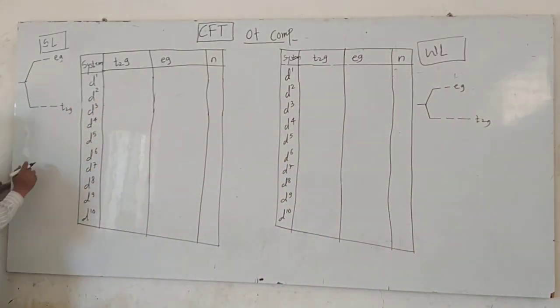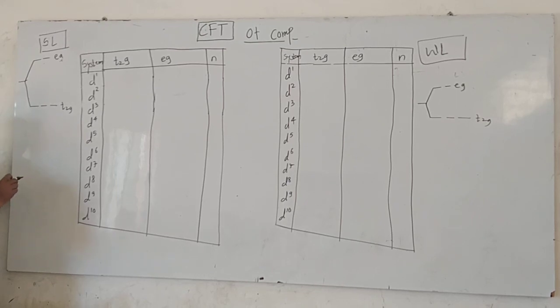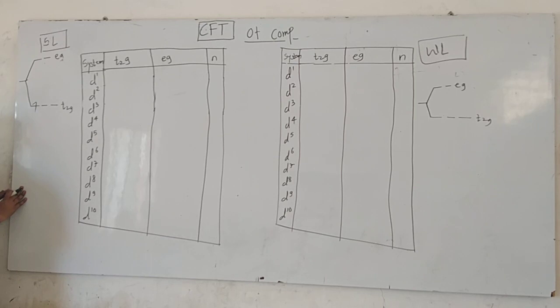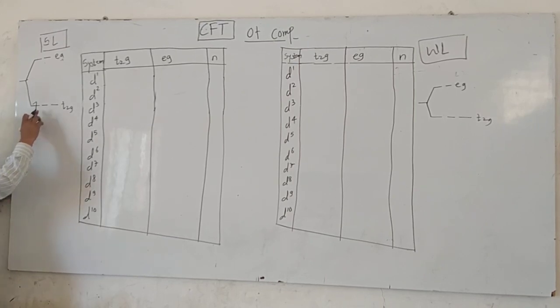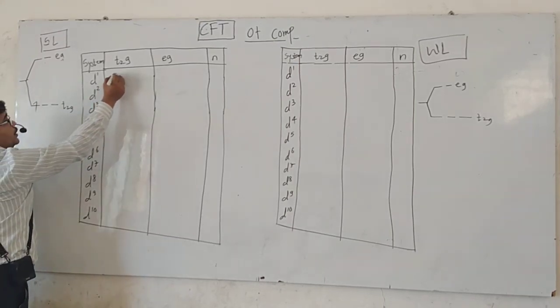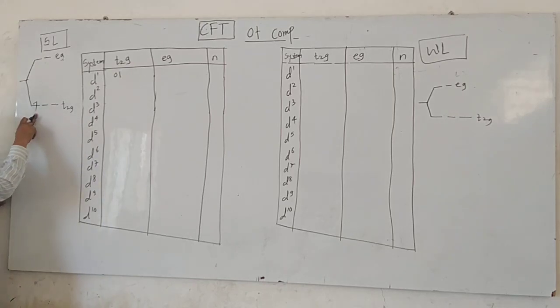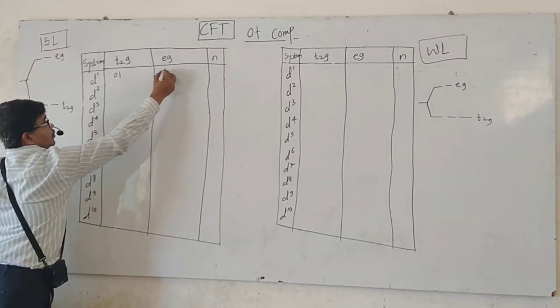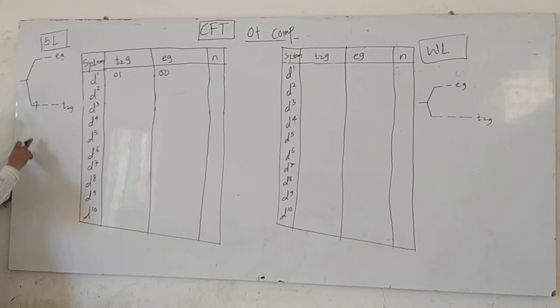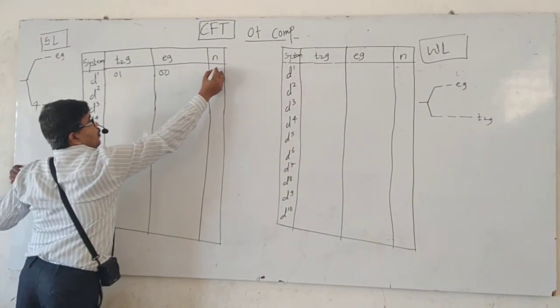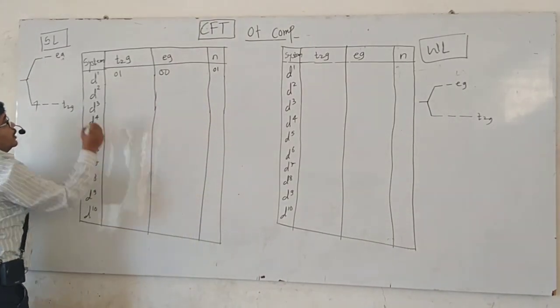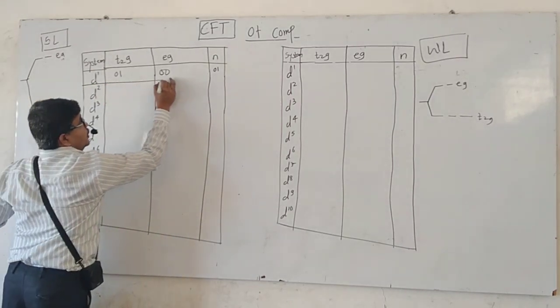Now, D1 system means number of electron in the D is 1. So this first electron will enter into T2G. So configuration will be T2G 1, EG 0. Number of unpaired electron is 1. Okay.